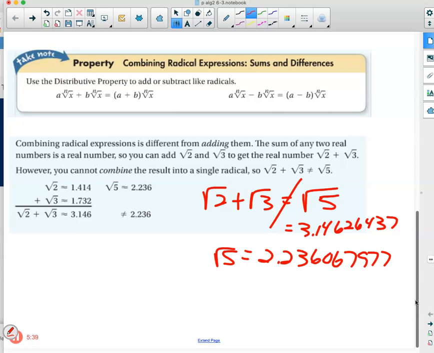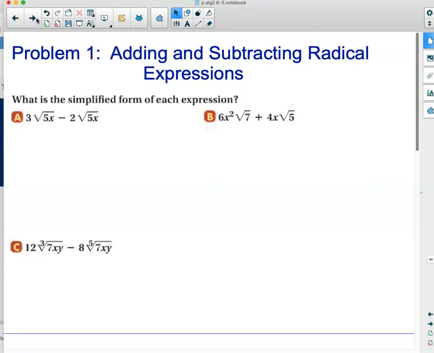They're not the same. So adding and subtracting is much different than multiplying. The index and the radicand have to be the same. And this is exactly what you see up here as well for the Google Meet folks. Square root of 2 is about 1.414. Square root of 3 is about 1.732. And if we add those together, we get 3.146, not 2.236067977. It's not the same thing. So we add and subtract like radicals.